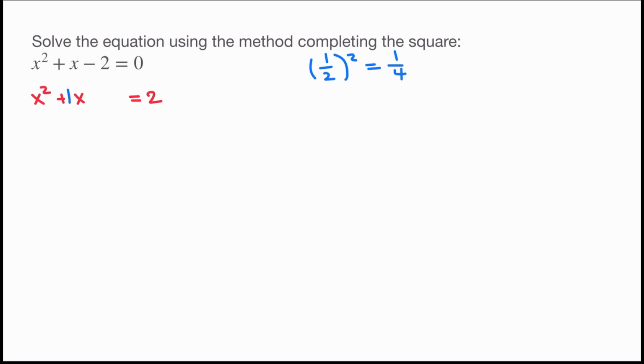Step 2, complete the square. I take the number in front of the x, which is 1. I divide it by 2, which is a half, and I square it. 1/2 times 1/2 is 1/4. So number in front of the x, divide by 2, squared. So I'm going to add 1/4 to both sides.